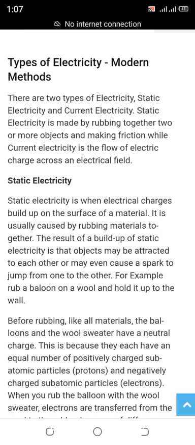We will discuss the types of electricity and its modern methods and static electricity and many more. There are two types of electricity. One is static electricity and the other is current electricity. Static electricity is produced by rubbing together two or more objects and making friction, while current electricity is the flow of electric charge across an electrical field.